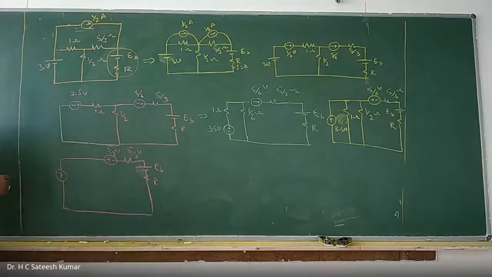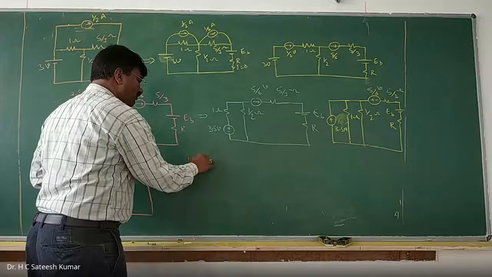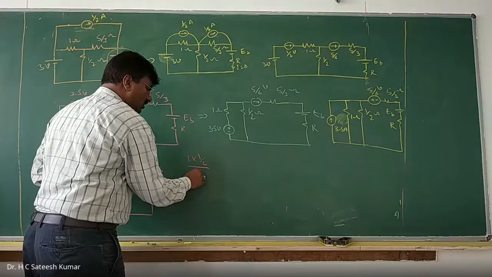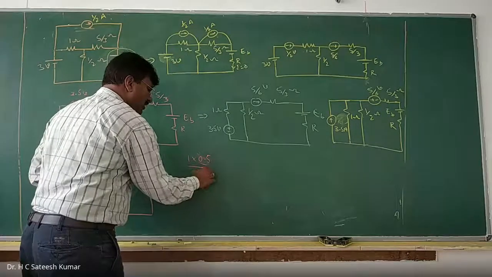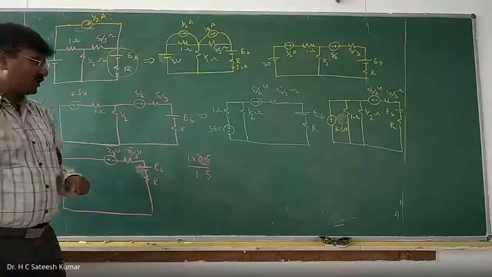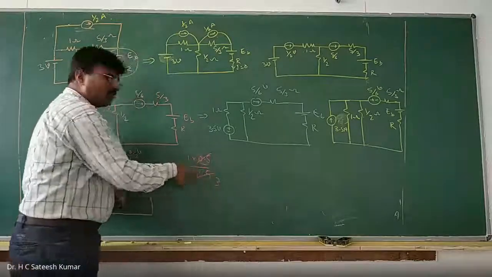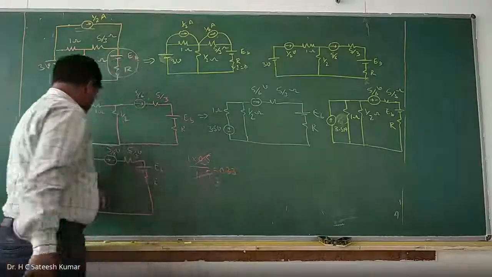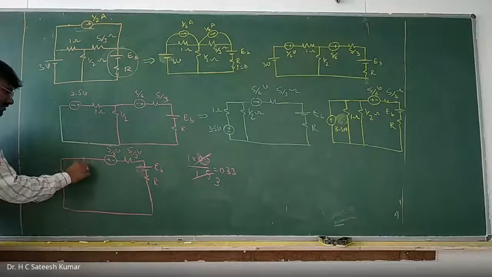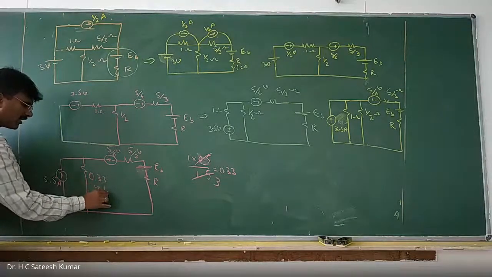Current source value is 3.5 amps. And 1 parallel with half: 1 into half divided by 1.5, that is 1 into 0.5 divided by 1.5. 1.5 is 3 times 0.5. Therefore, 1 by 3 is 0.33. So this resistance value is 0.33 ohms, or 1 by 3, you can write, no problem.